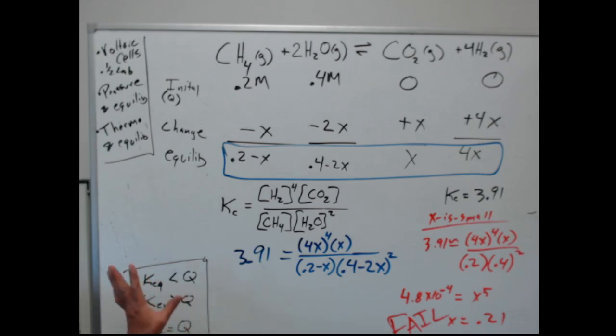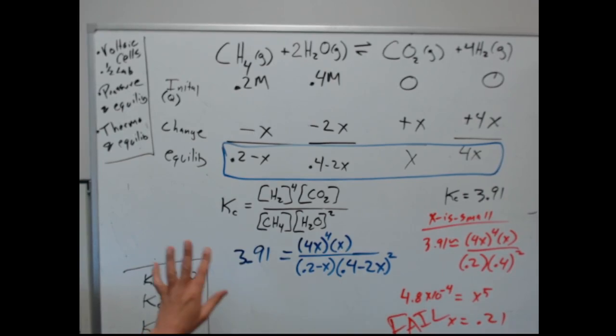We didn't have to do much for this one because we could pretty easily see that Q was going to be 0, and so we knew that K was going to be bigger than Q. If we have things on both sides, we have to do that K versus Q comparison to figure out where the minuses and pluses go. Because we might end up with minuses on the product side and pluses on the reactant side if we're going towards reactants. But we'll look at that in just a moment. We'll finish this one first.